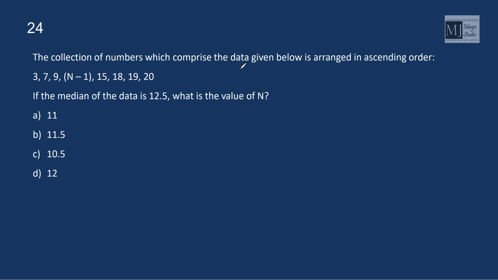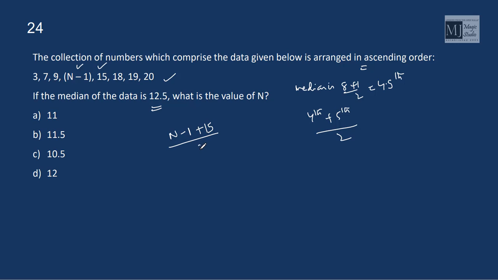The collection of numbers which comprise the data given below is arranged in ascending order. Median is 12.5. We have 1, 2, 3, 4, 5, 6, 7, 8 objects. That means median is 8 plus 1 by 2, that is 4.5th element. That is value of 4th element plus 5th element by 2. So 1, 2, 3, 4 and 5. That is n minus 1 is the 4th element and 5th element is 15 by 2 is median is 12.5. So n plus 14 is 12.5 into 2 is 25. N is 25 minus 14, that is 11.